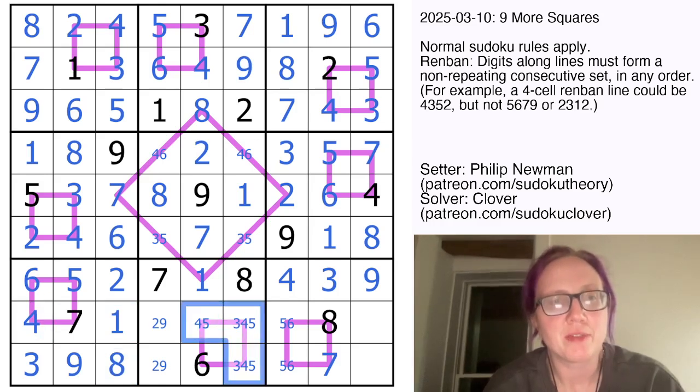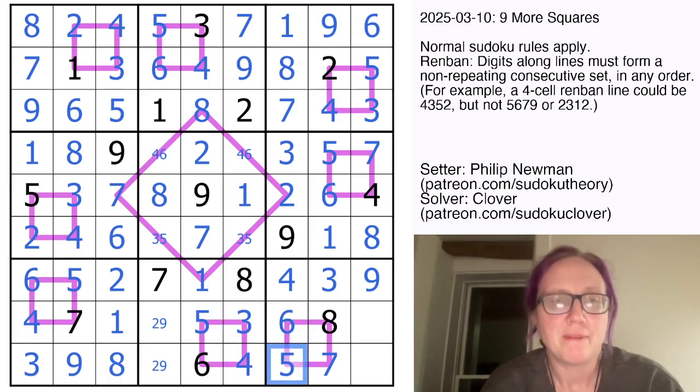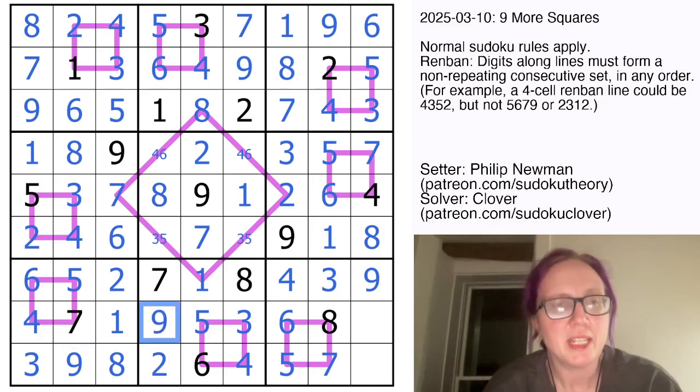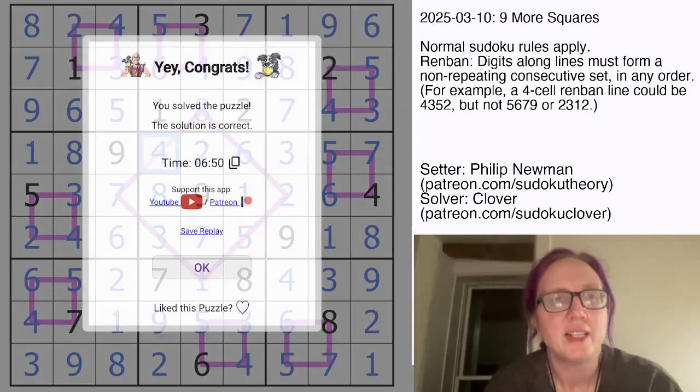The 4 resolves this Renban, giving us a 5 and a 3, placing a 4 right there. The 5 resolves that. The 9 in row 9 resolves this, and then our last digits here are going to be 1 and 2. And let's just finish up. 3 and 4 there. Tell us which way around these go.